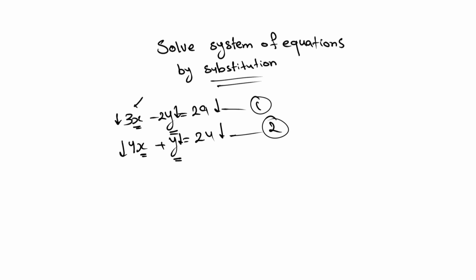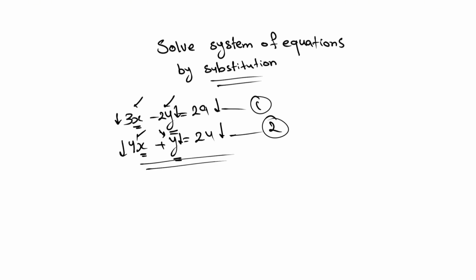For example, here the coefficient of x is 3, the coefficient of x here is what? 4. The coefficient of y here is -2, the coefficient of y here is what? 1. So to make your decision to choose which one you want to substitute, look at the coefficients. So directly when I saw that the coefficient of y in the second equation equals 1, I chose to substitute it in the first equation. Understood? So now let's start substituting.